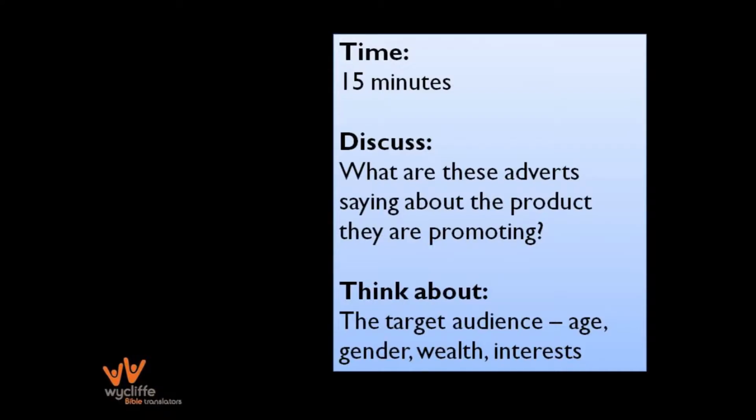And if you don't believe me, let's try this. We're going to look at a few advertisements now, a couple of TV advertisements and a couple of print advertisements from back in the day. And I'd like you to have a look and tell me who you think those adverts are targeted at, what kind of values you think that they are trying to convey, what kind of age of audience they're looking at, what kind of wealth, their interests, and what these adverts are saying about the product that they're promoting.